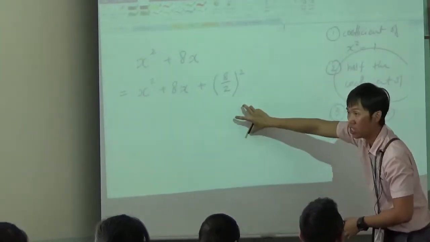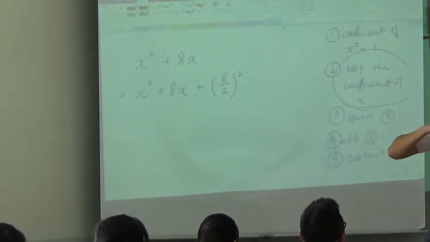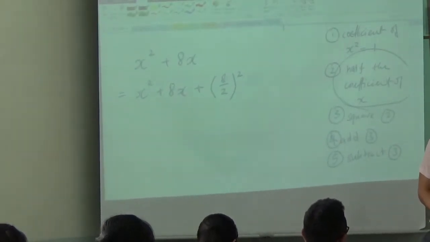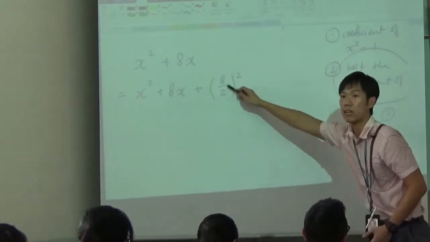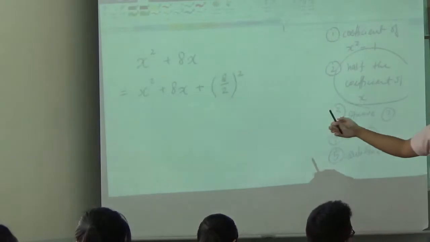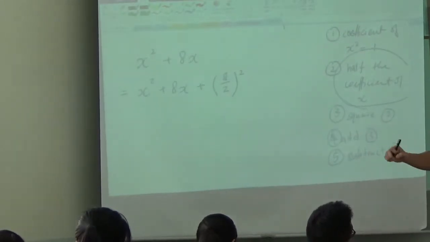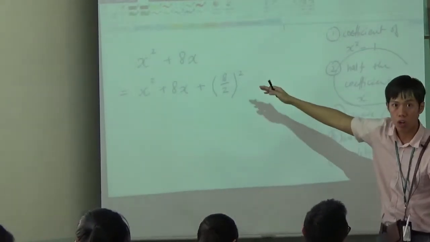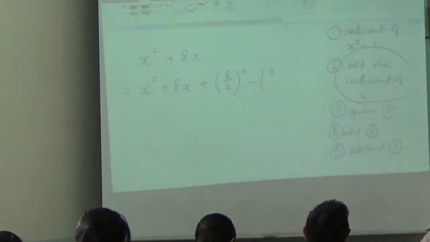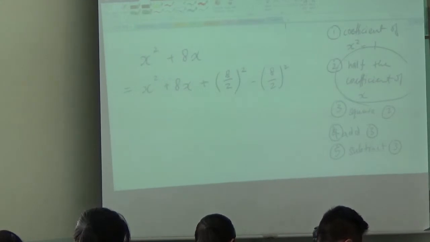Then I had a missing piece. And all of you could tell me that it is actually 16. You got 16 from 4 times 4, which is 8 over 2 times 8 over 2. This is adding in the missing piece. After I've added in the missing piece, now what do I need to do to ensure they are equal? I need to subtract it again. So minus the same thing, 8 over 2 squared. Okay?